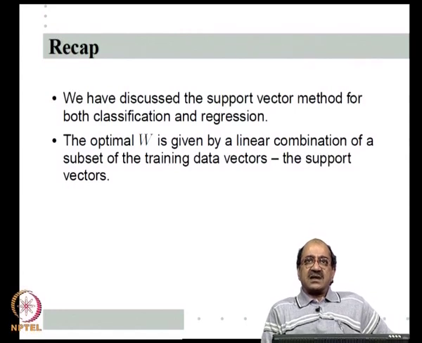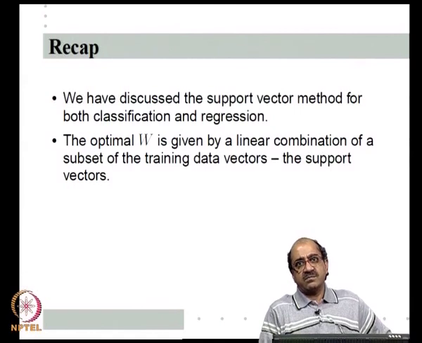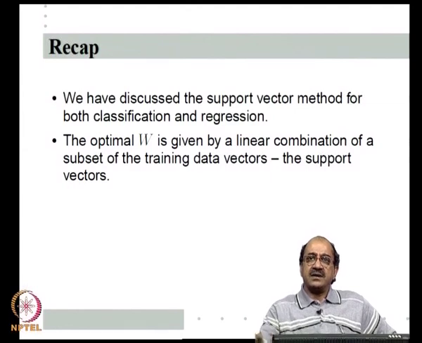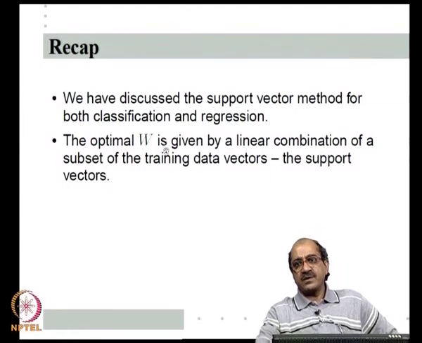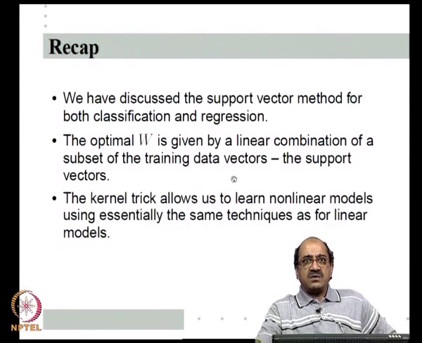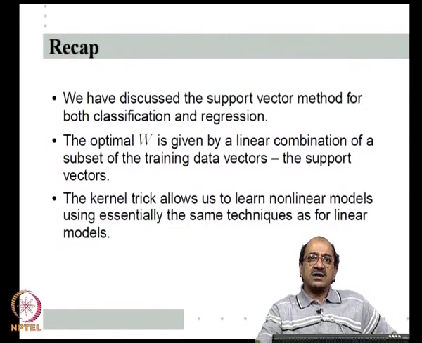In both cases, there are certain things that are interesting. One is that the optimal parameter vector is given by the linear combination of a subset of the training data. The linear combination coefficients happen to be the Lagrange multipliers or some function of the Lagrange multipliers in the optimization problem, but essentially the W is given as a linear combination of the training vectors, the support vectors. And we have seen that the kernel trick allows us to learn nonlinear models using essentially linear techniques.